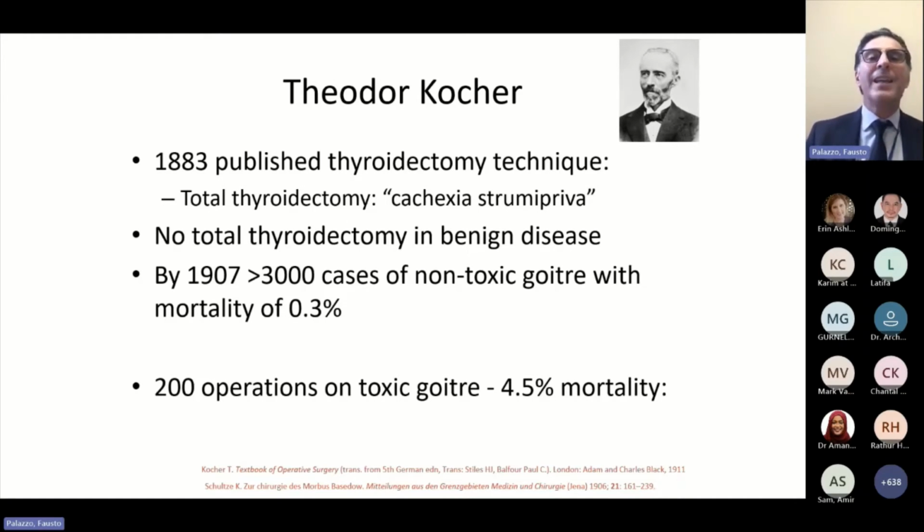And Kocher described thyroid surgery, and he was a thinking surgeon, because what he noticed is that when he did a total thyroidectomy and the patient survived, the patients became unwell, developing something that he described as cachexia strumipriva, which of course is actually hypothyroidism. And having noted this, he stopped doing total thyroidectomies. And by 1907, he published a series of 3,000 thyroidectomies for non-toxic goiter, and it's important to underline that, with a mortality which was considered extraordinary at 0.3%, which is actually respectable even 100 years later.